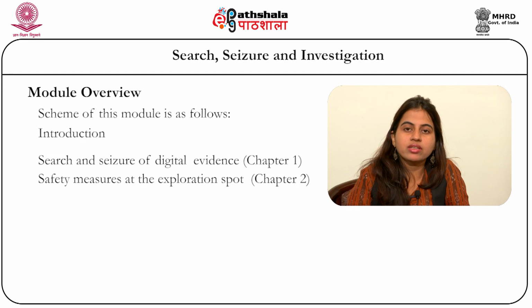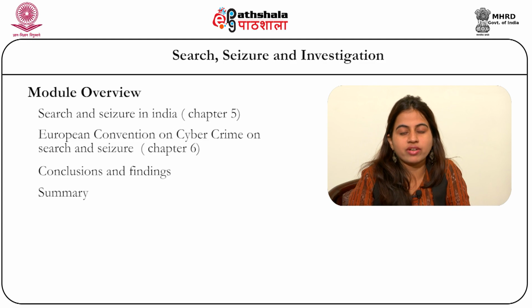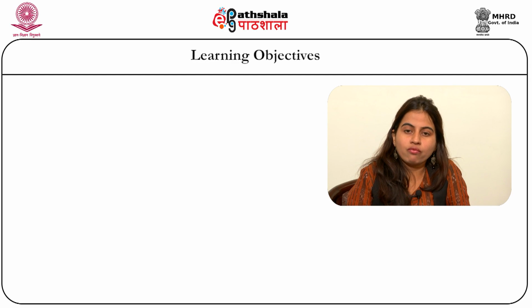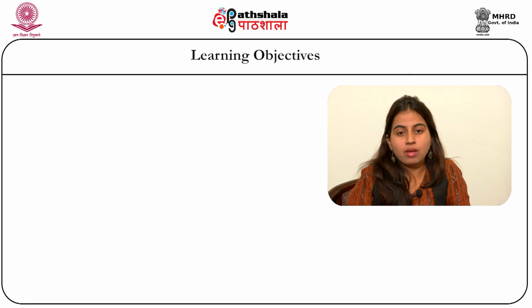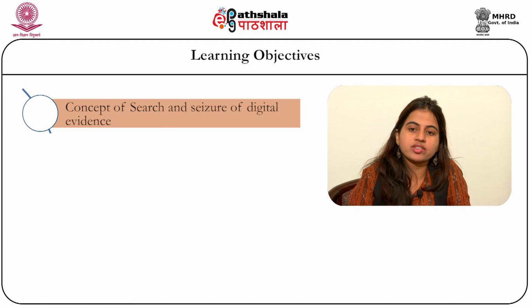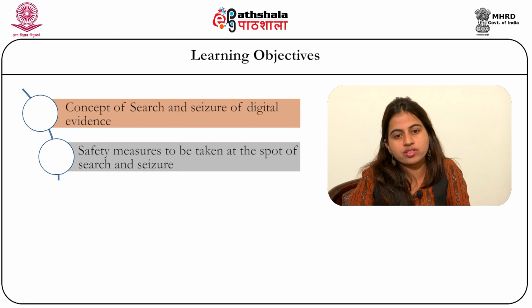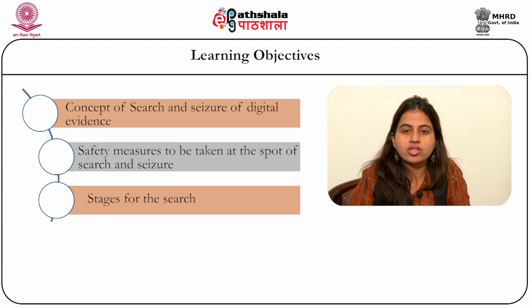The second chapter deals with safety measures at the exploration spot. The third chapter deals with stages for search, whereas the fourth chapter deals with American law and the Fourth Amendment protection against unreasonable search and seizure. The fifth chapter provides for search and seizure in India. The sixth chapter provides for the European Convention on Cybercrime on search and seizure. Seventhly, conclusion and findings. And lastly, we'll discuss the summary for this module.